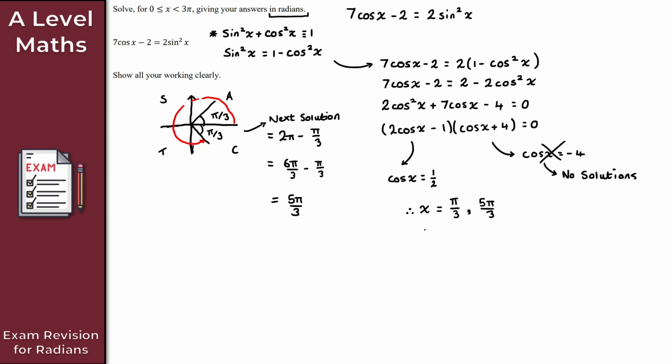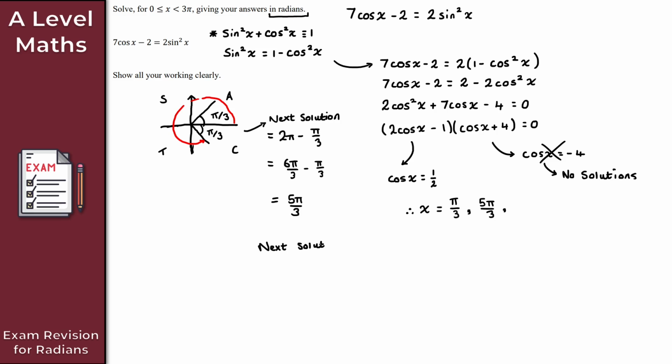Now these two solutions here are what we call the principal solutions. And we do actually have one more solution here. You need to be aware then that cosine is periodic every 360 degrees or 2 pi radians. So in other words, it just repeats every 360 degrees or 2 pi radians. So the next solution here would be this solution plus 2 pi.